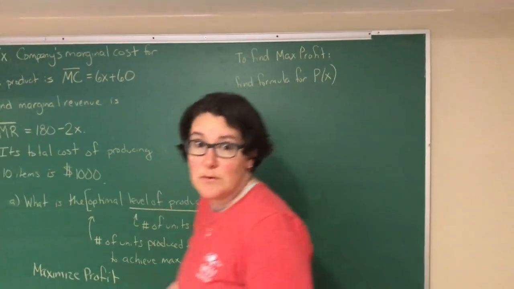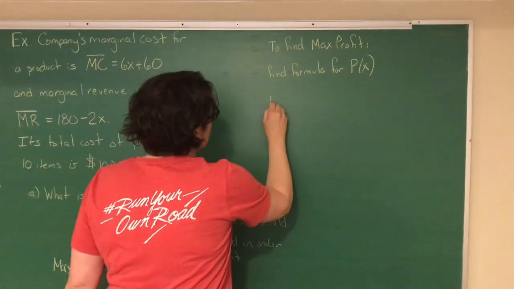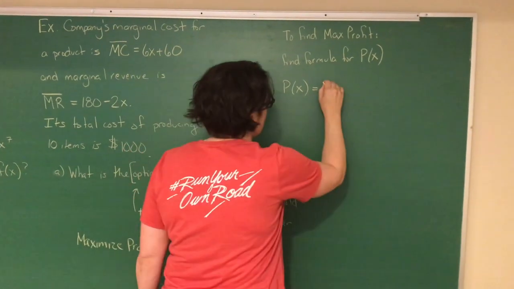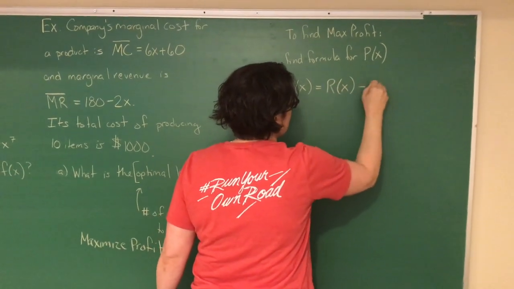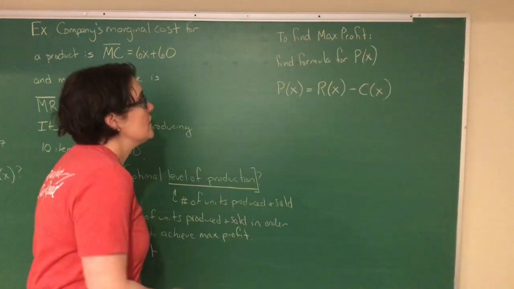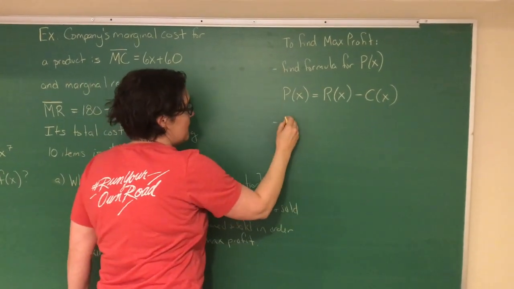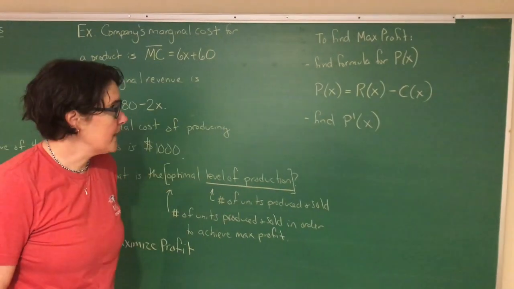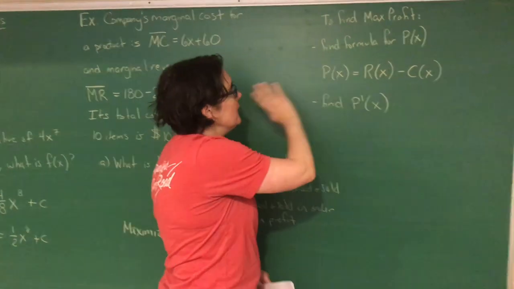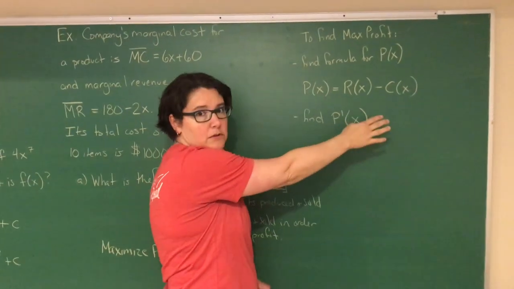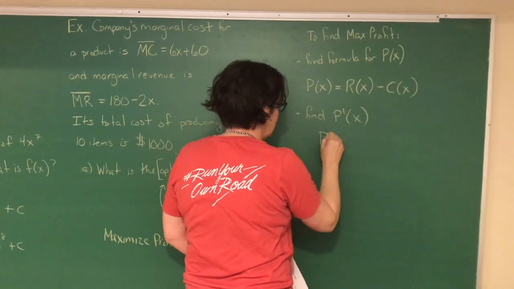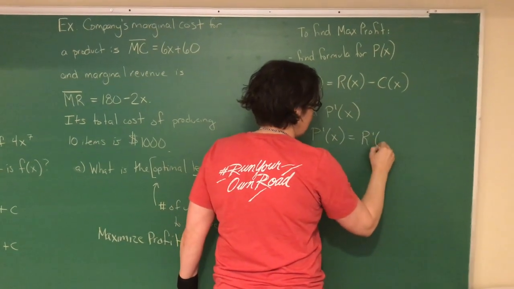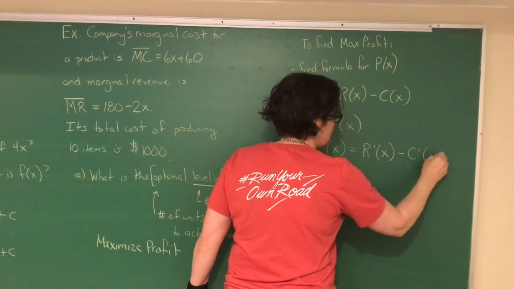Okay. And when we came up with our profit formula, we said that P of X is equal to, so profit is revenue minus cost, so P of X is R of X minus C of X. So that was the first step. The second step was to find the derivative. Now, even though I don't have a formula yet, we have profit is equal to revenue minus cost, so symbolically, our derivative, P prime, is equal to the derivative of revenue minus the derivative of cost.